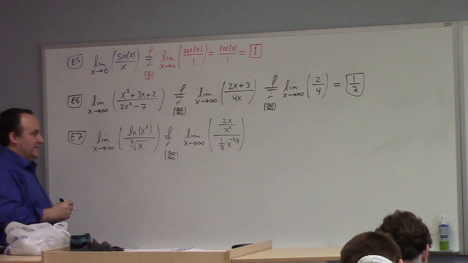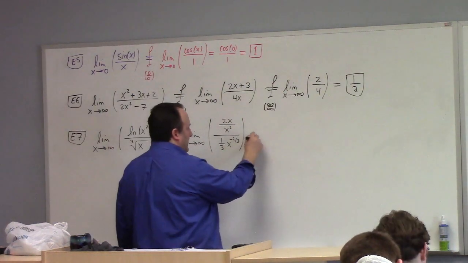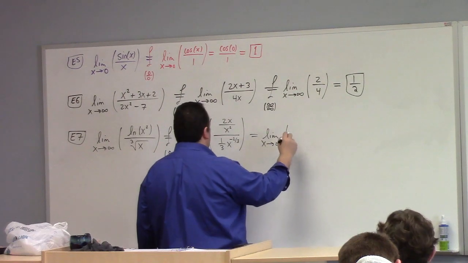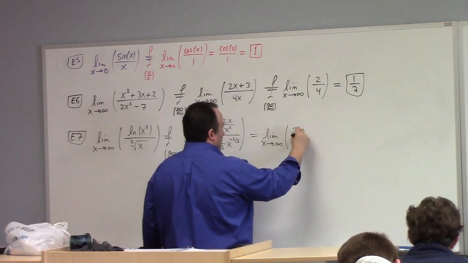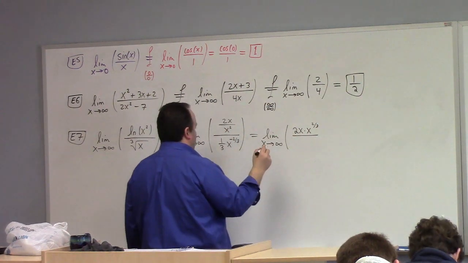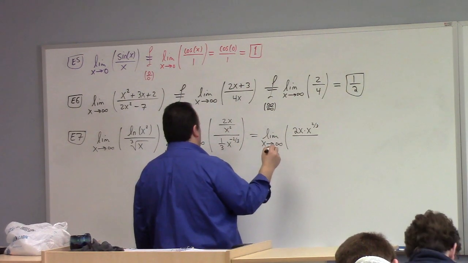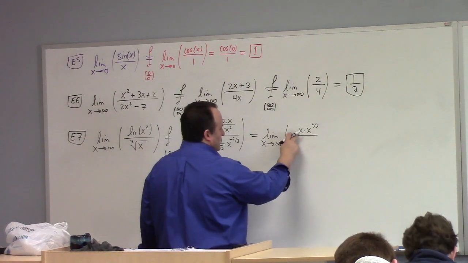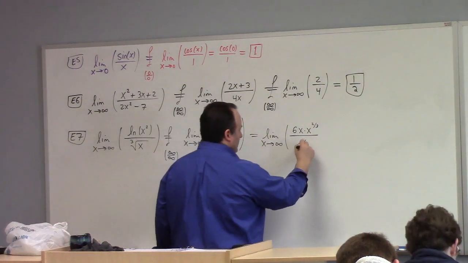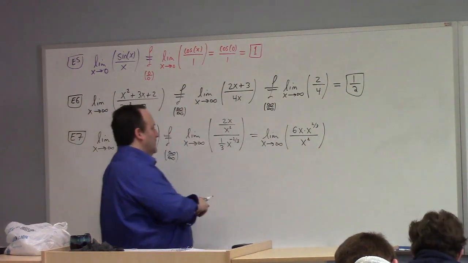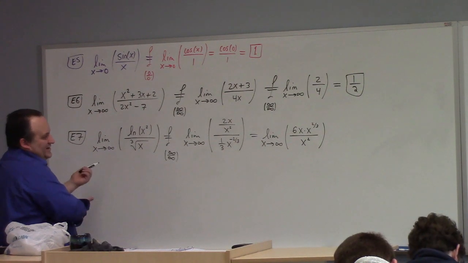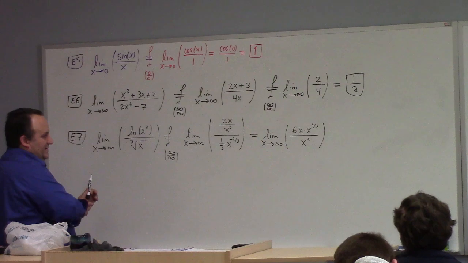And now I need to clean that up, right? So what do I got? The limit as x goes to infinity of 2x times x to the 2/3 divided by, oh wait a minute, that's a 6. 6 x squared. I could have left the x to the minus 2/3 downstairs if you want, whatever.